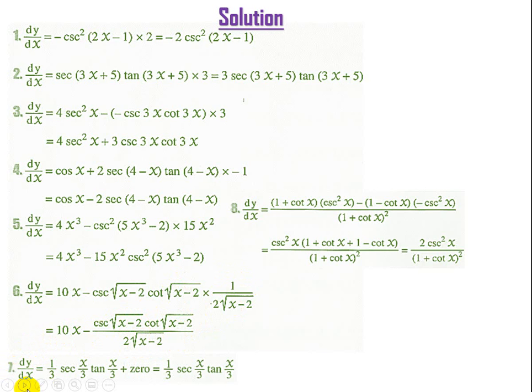Number 7. dy by dx equals 1 over 3 sec (x over 3) tan (x over 3) plus 0, which means a third sec (x over 3) tan (x over 3).